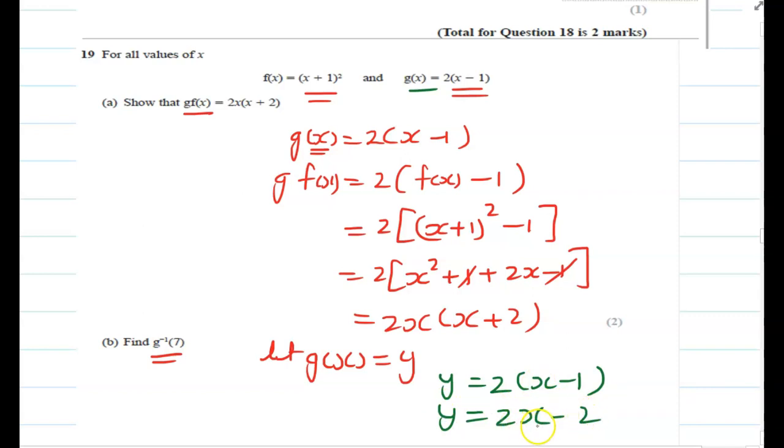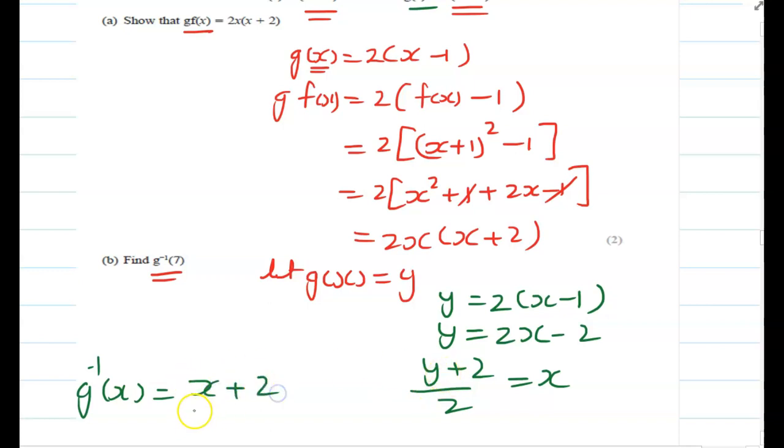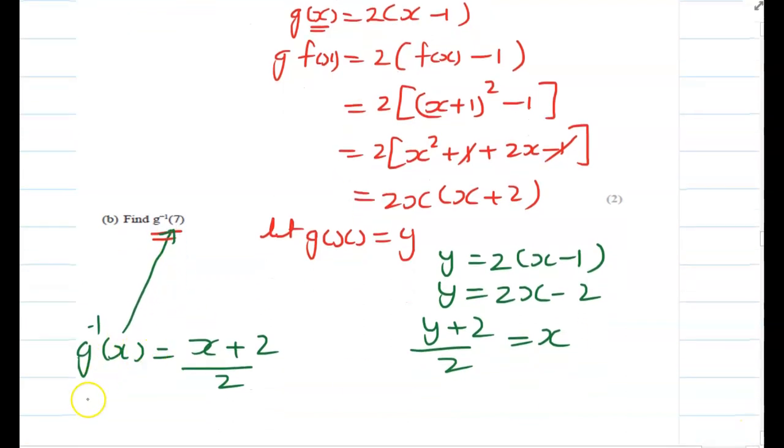Now make x the subject here. So once you make x the subject, it will be y plus 2 divided by 2, that is x. Okay, so our G inverse x will be, replacing y with x, x plus 2 over 2. Now here it is 7, so this x will be replaced with 7. So G inverse 7: if you put 7 here, 7 plus 2 is 9, 9 over 2, that is 4.5. Okay, nice and easy.